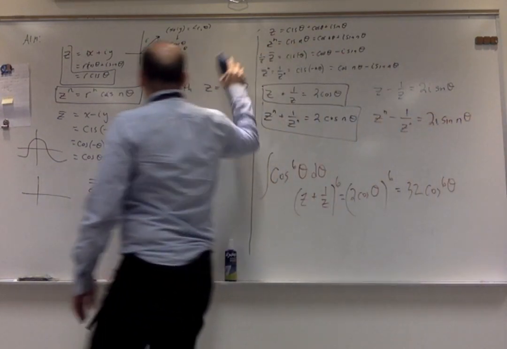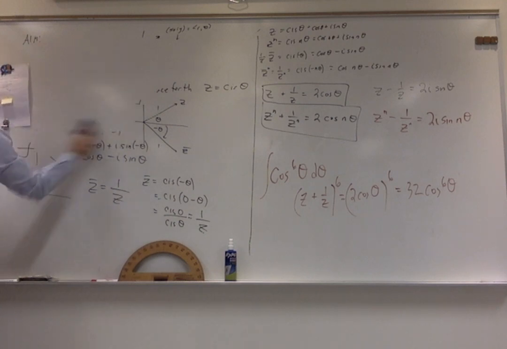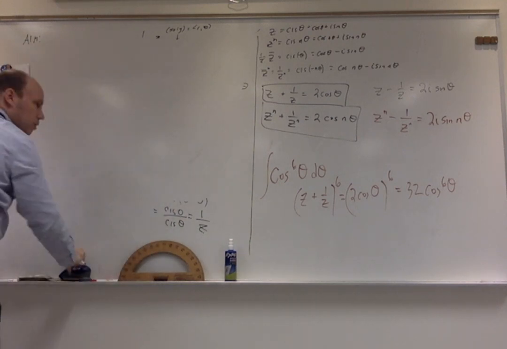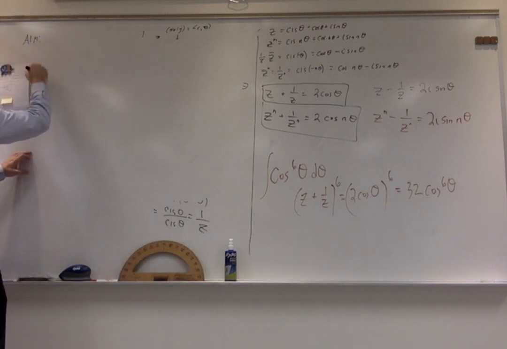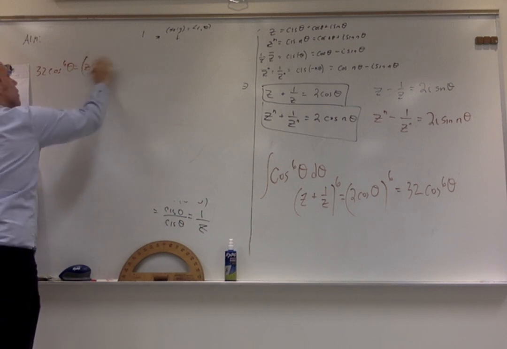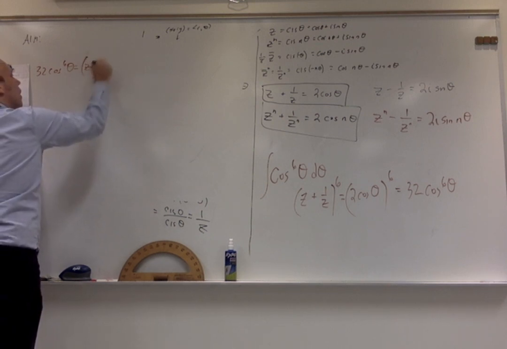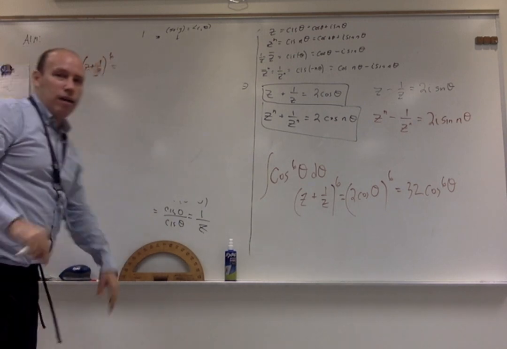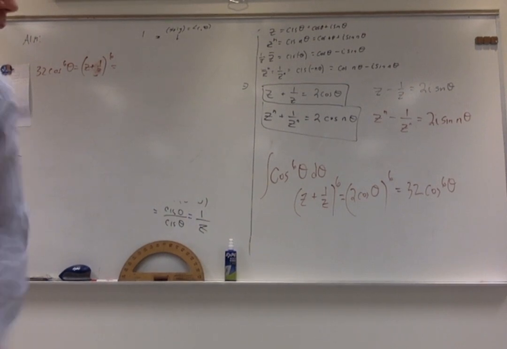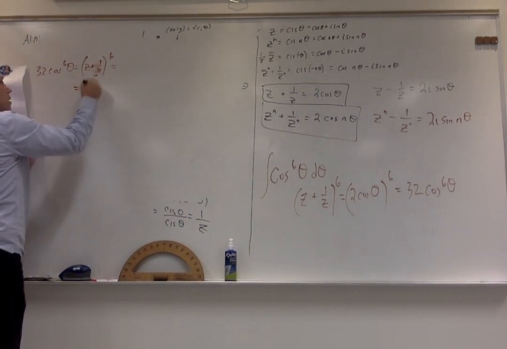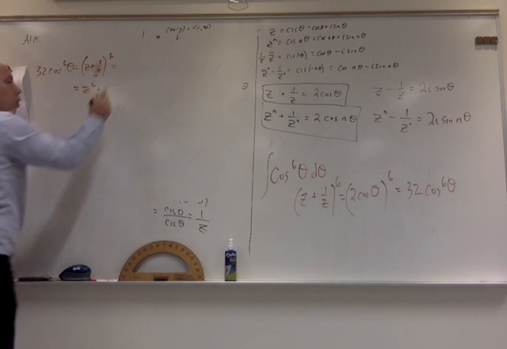Well, let's expand that out. So we have 64 cosine to the 6th is equal to z plus 1 over z to the 6th power. Well, we know how to do that quickly. Can you see it on the board? Yeah, we can do this quickly, right? Because we know it's z to the 6 plus, well, hold on one second.